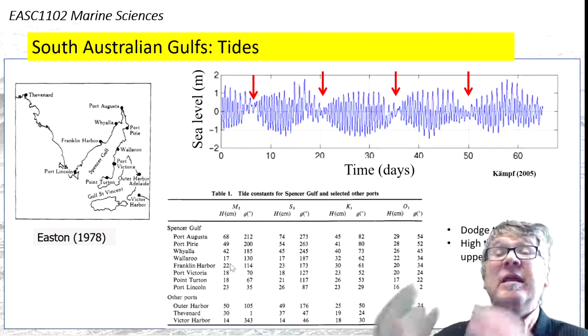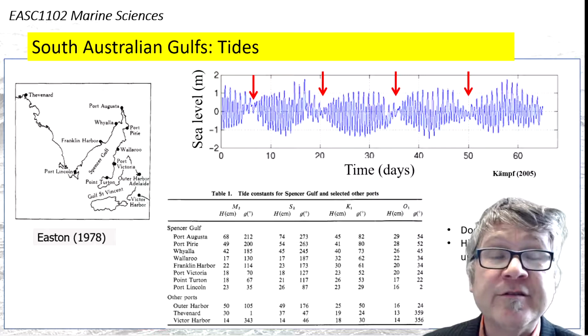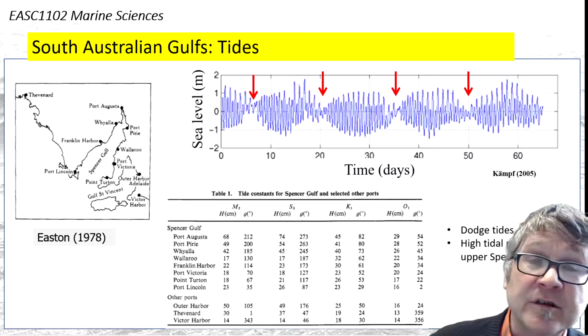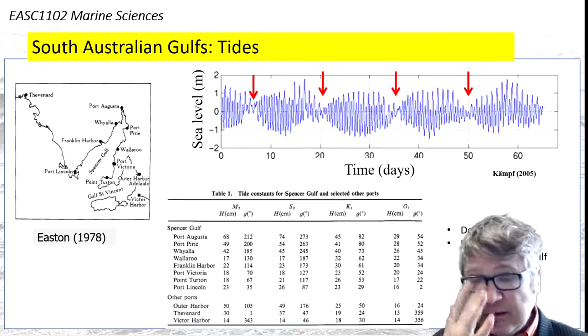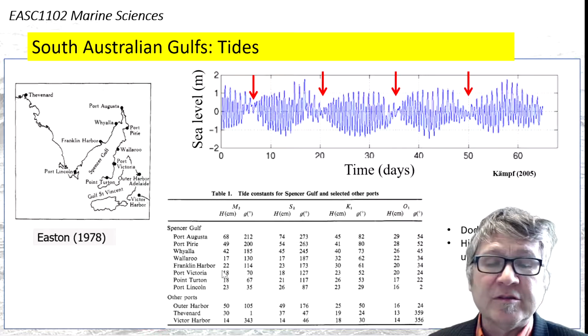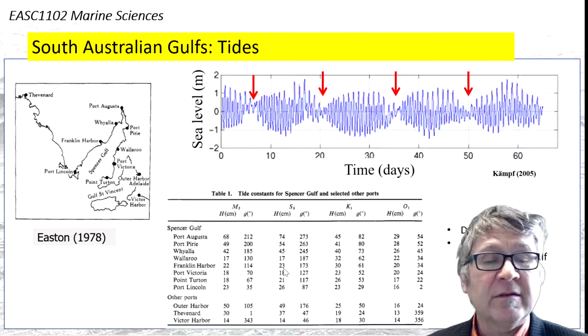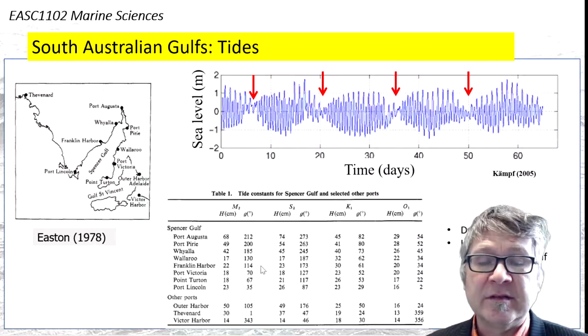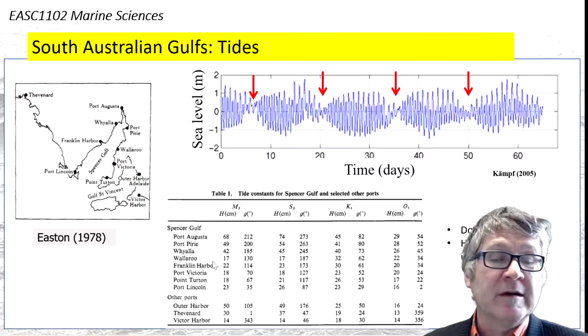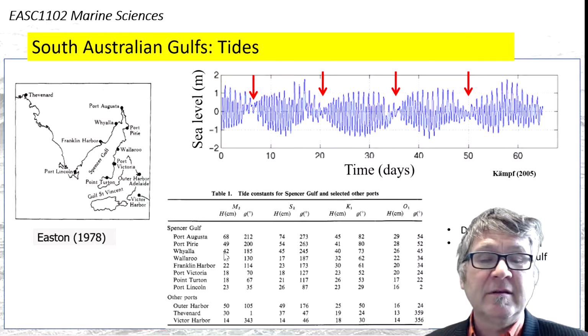So now there's another feature, a remarkable feature. It exists at other regions of the world, but we have it here too. Look at the amplitudes of the M2 and the S2. So these are the semidiurnal tidal constituents. And if you compare, for example, Wallaroo, 17 centimeters, they both have the same order of magnitude. Okay, compare the numbers. All right, they're very, very similar.